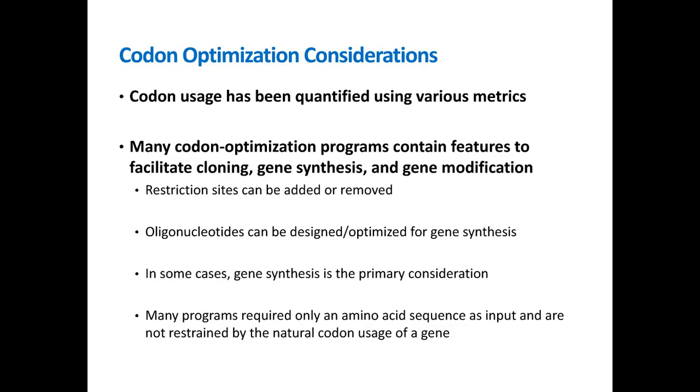In some cases, to make cloning easier, you can add or remove restriction sites, so the fragments that you synthesize can go together easily, or so that you can clone into a specific vector. So oligonucleotide synthesis and design becomes an important feature. And in some cases, for some of the programs, that is the primary goal of the programs. And in a lot of cases, all you need to supply is an amino acid sequence. So the authentic codon usage of the gene is not a constraint at all.